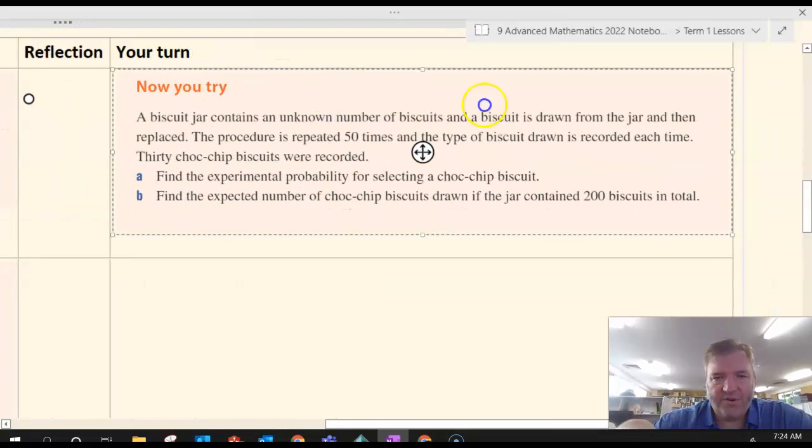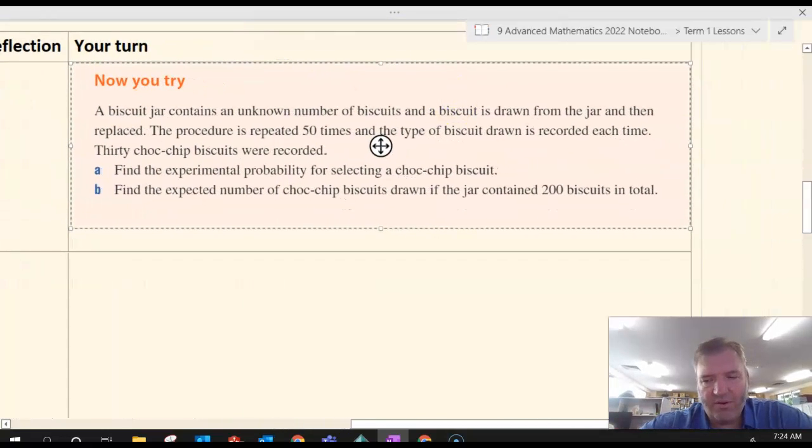There's one here for you to try. I'm going to pause the video. Oh, in fact, you should pause the video, because me pausing the recording won't help you. Pause the video now, have a go at it, and then you can check back and see how you went.